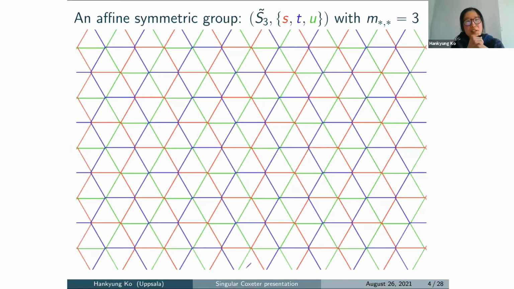Another example which will appear many times in this talk is the affine symmetric group. Here we have 3 generators, and for any pair, any 2 of them, the m is 3. Now I will just show you this picture, and quite soon I will explain what it means, but you can guess probably.